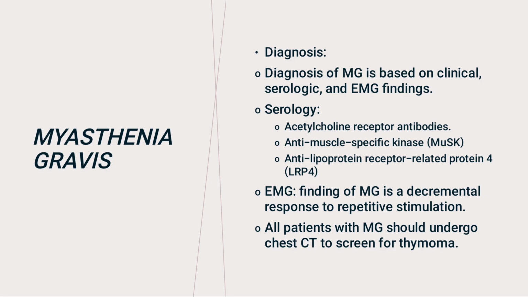EMG will show a decremental response. What does it mean? Every time the patient uses the muscle to contract, you will see on the EMG the voltage of the muscle contraction start to decrease gradually, until at the end it shows no muscle contraction at all. And this is high yield, very important, guys, never forget this. Any patient who has myasthenia gravis, screen for thymoma, so order a CT of the chest please. That's a very high yield exam question, okay?